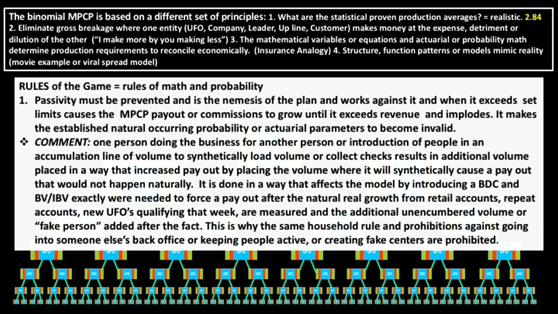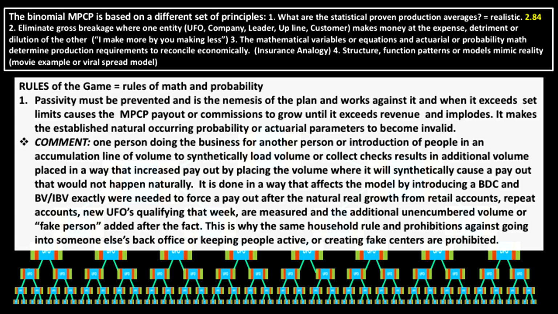So the binomial MPCP is based on a different set of principles. What are the statistical proven production averages of a UFO or a participant that wants to be an entrepreneur in a home-based business? They're very realistic. It's 2.84, and you only are required to build 2 legs. So it's less than the average.